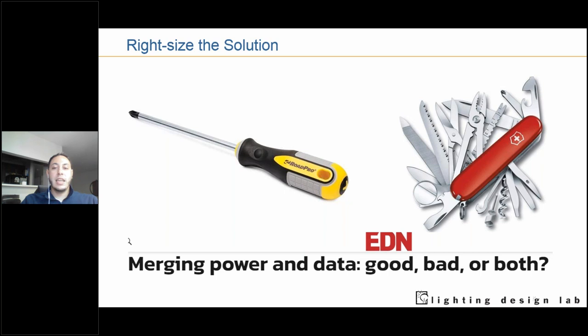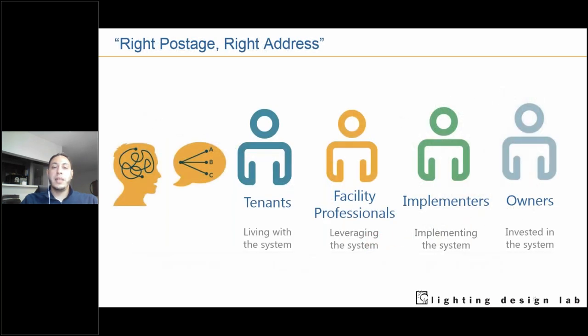So I say all that to say what? PoE lighting can deliver a lot of benefits, a lot of capability, a lot of features, but ultimately it's about the stakeholders, and you have to have what we consider the right postage for the right address. Different stakeholders have different things that are important to them when it comes to their connected lighting systems. Your typical office tenant or your school teacher, they live with the system.